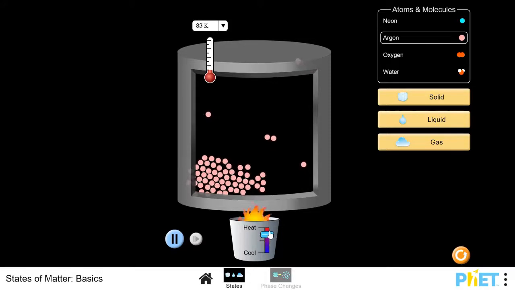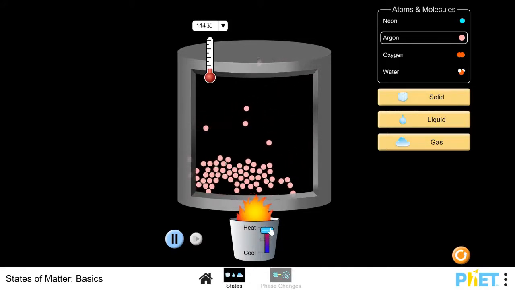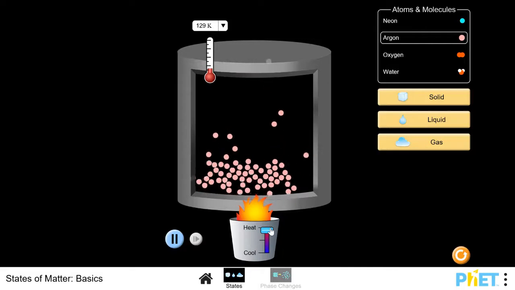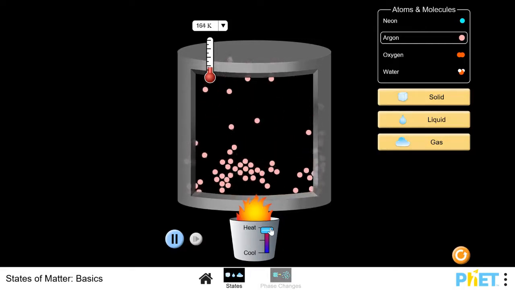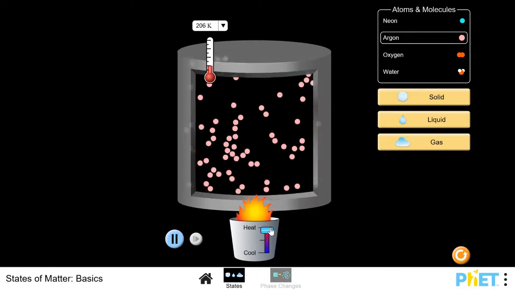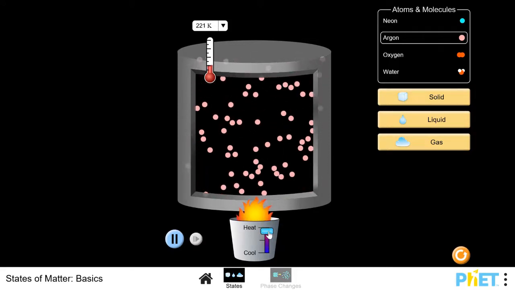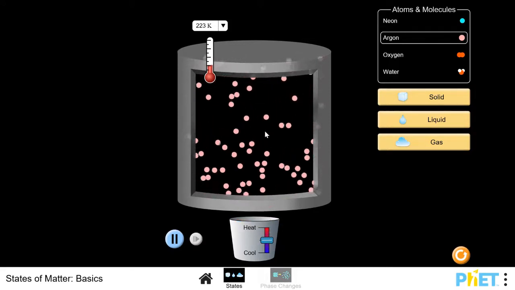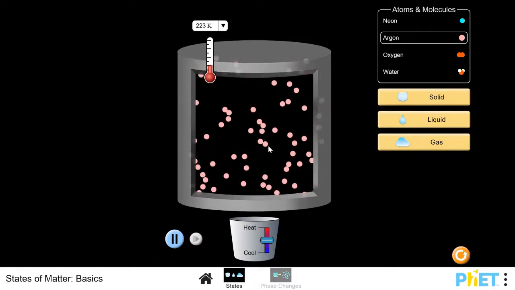So let's go ahead and raise the temperature more and heat up this liquid argon. So we're seeing more and more activity now by the atoms. So look what's happening now. The argon atoms have so much energy that they don't even stick together at all anymore. They're all flying apart separately. We have now formed argon gas, right? This is the gas phase of the argon.